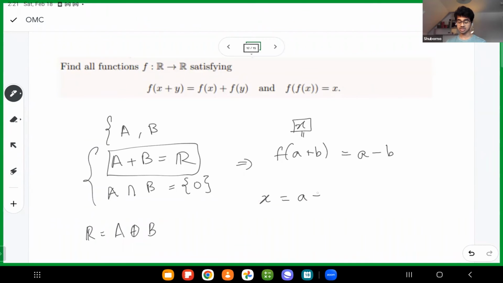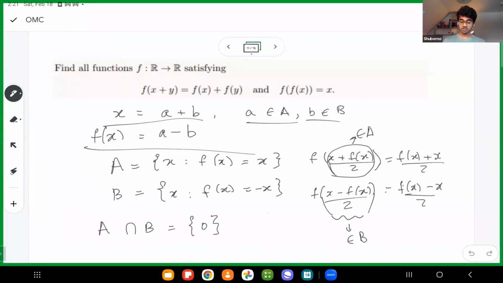We showed that x can be expressed as A plus B, but why were A and B unique? Or we didn't mention it in the previous slide. So we did show that x is equal to a plus b, but why were those a and b unique?